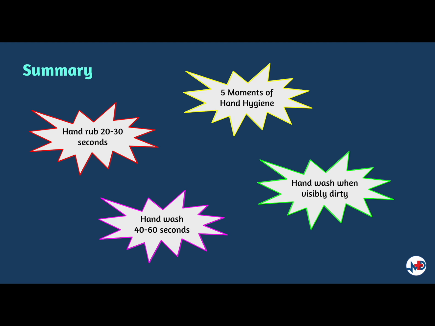So, in summary, hand hygiene should be performed based on the 5 moments of hand hygiene explained just now. The duration taken to perform hand rub is 20 to 30 seconds with a total of 6 steps. The duration taken to wash hands is 40 to 60 seconds with a total of 6 steps. Remember to wash your hands when they are visibly soiled or dirty or when caring for a patient with a suspected or known gastrointestinal infection or spore forming organism.